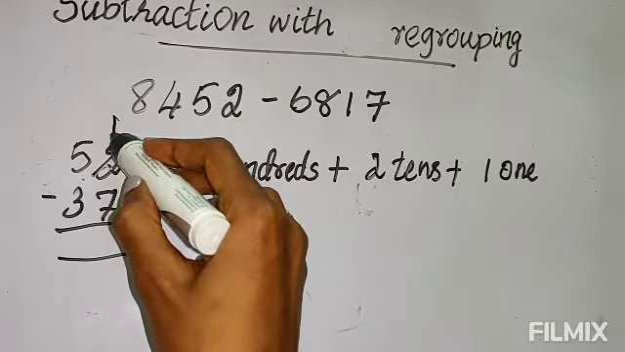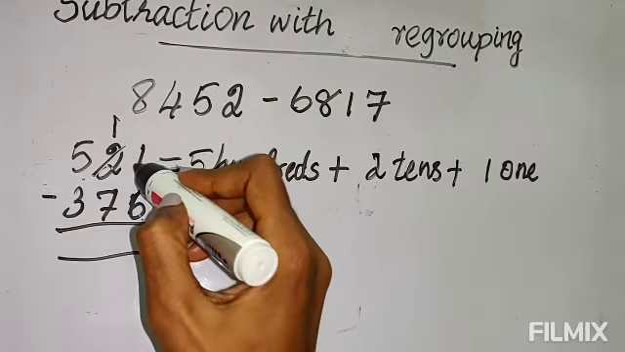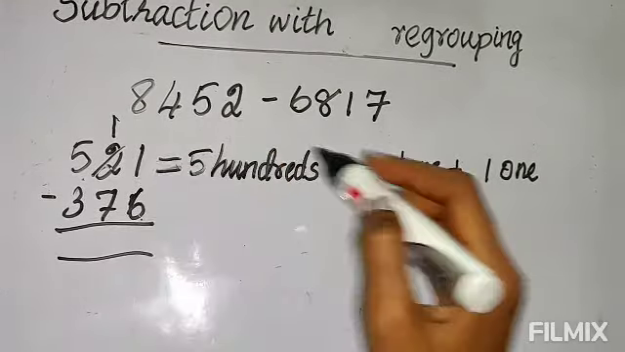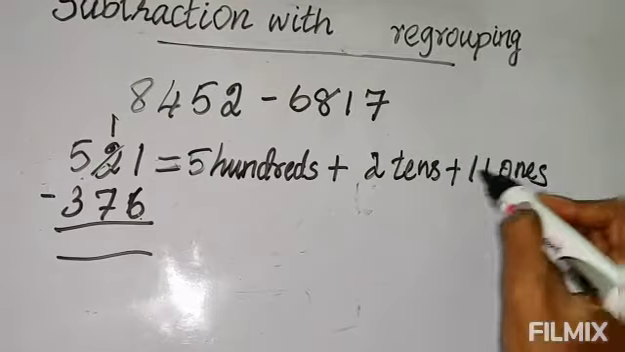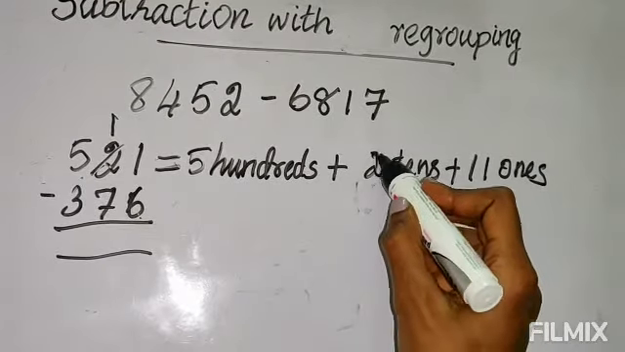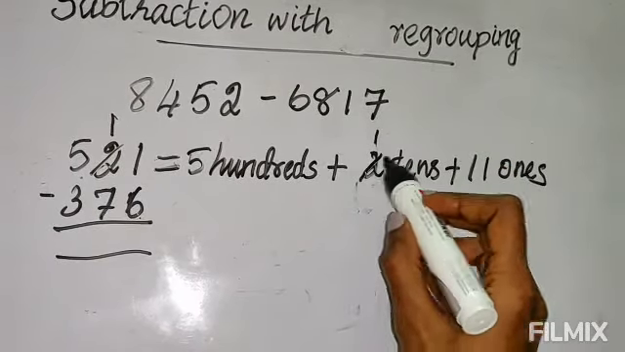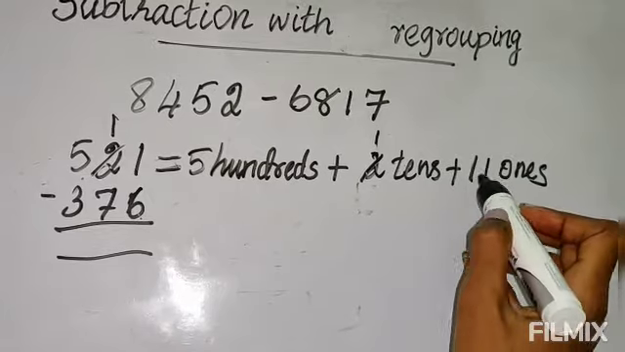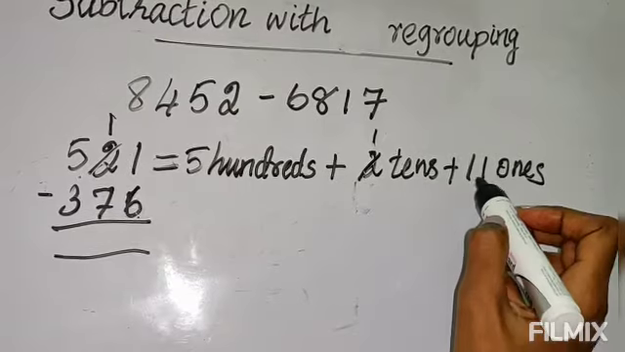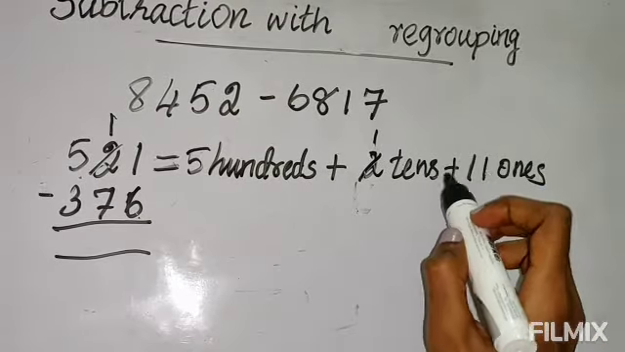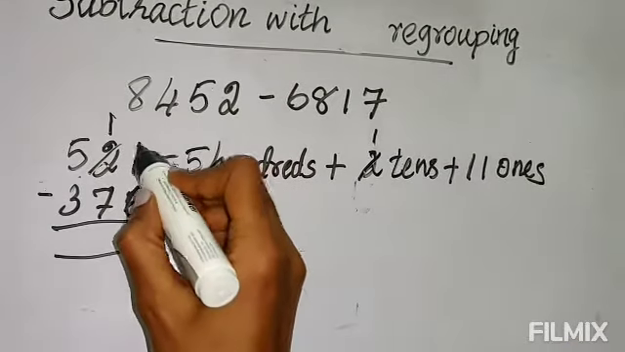If you borrow 1 from the 2 tens, 1 ten will remain, and that 10 will come here. So 10 plus the 1 already here will become 11. So here we will now have 11 ones. Understand what we have borrowed: here we write 1 in front of this number, and since we borrowed from the tens, this will become 1. So this becomes 11.